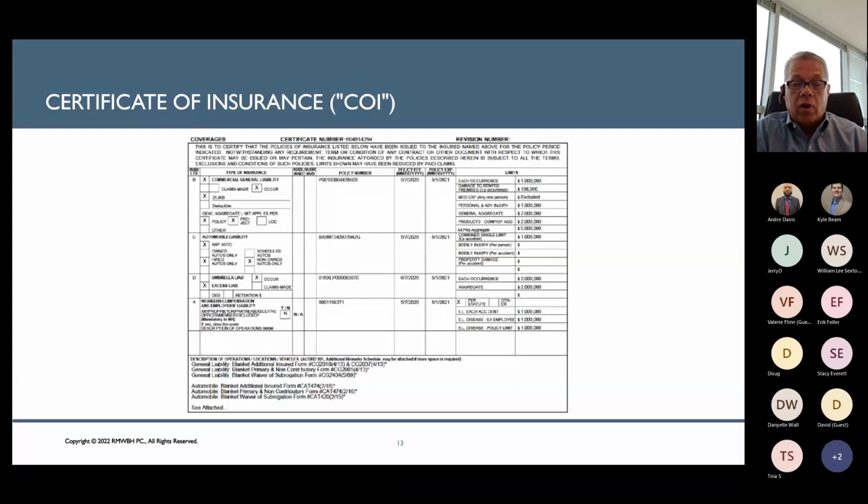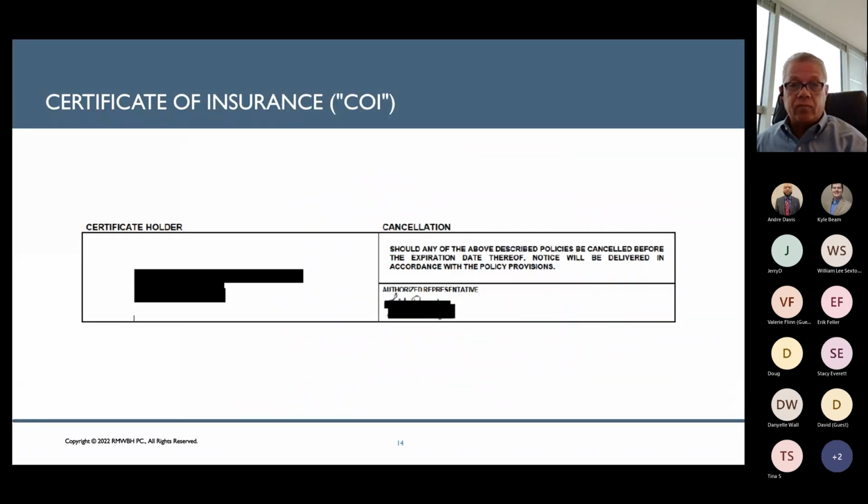And then I mentioned before, the association wants to be named an additional insured. So on the certificate of insurance, if you look at the bottom, it tells you general liability, blanket additional insured form, waivers of subrogation, blanket waiver of subrogation, and it tells you to which of these coverages it applies. We want it to apply to all of them because both of those things protect the association.